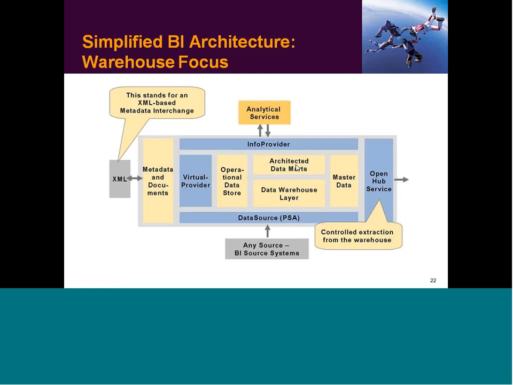To send the data out of BW, we use a service called the Open Hub service, so controlled extraction from the warehouse. Sometimes we may need to send the data out of BW for various scenarios, for example, back to ECC or to a third-party tool where you are doing planning. That's where you will make use of the Open Hub service. Now here you have a virtual provider. A virtual provider is something that doesn't store any data.